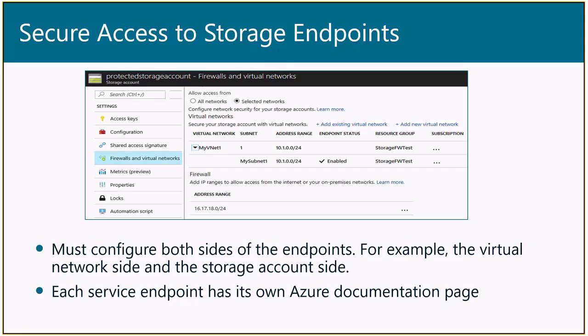So here we're talking about selected networks. We configure network security for the storage account. For the virtual network, we have my VNet, our virtual network. We have one subnet, and it tells you what your address range is. We have a subnet, and my subnet, another address range. Endpoint status is enabled.